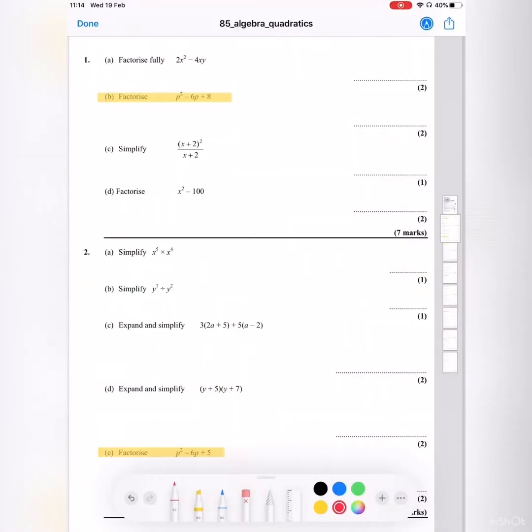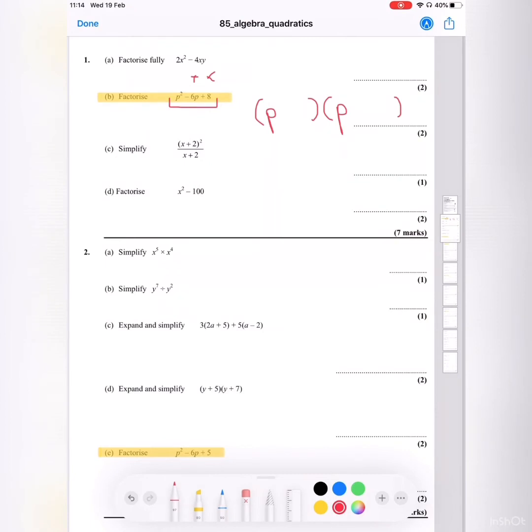So this first one then, remember when we factorize, this one is going to go into 2 brackets because unlike the other video, there's nothing common between them. P is going to go at the beginning because it's p squared. So now we need to find 2 numbers that times to get positive 8 and add to get minus 6.